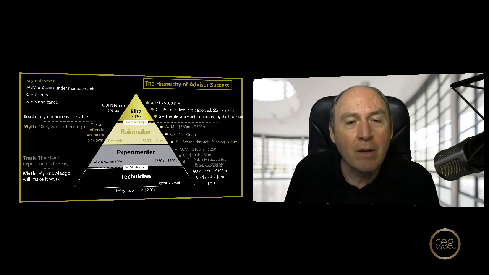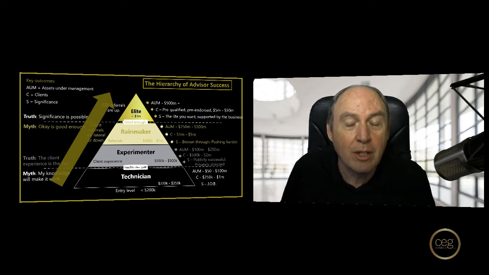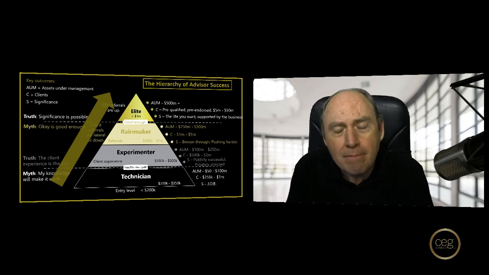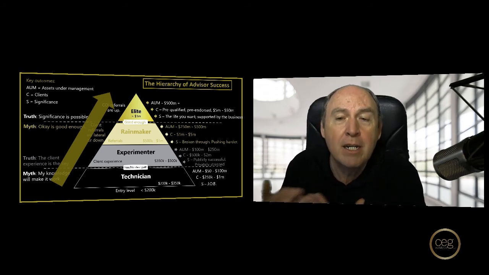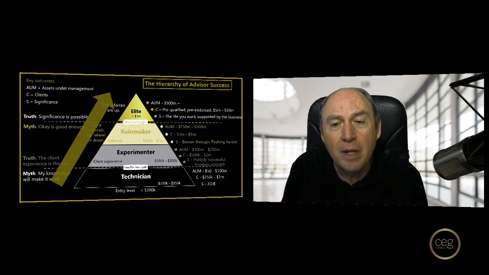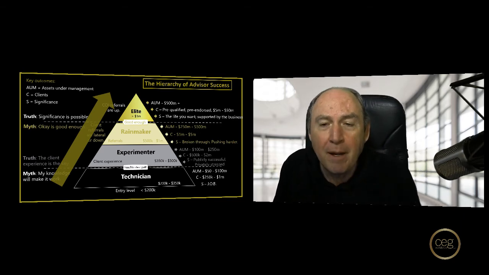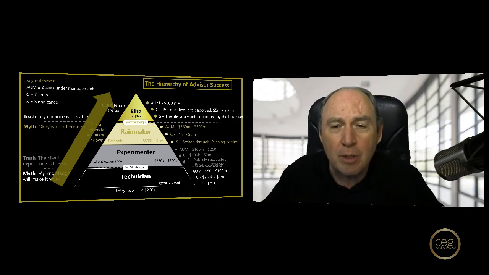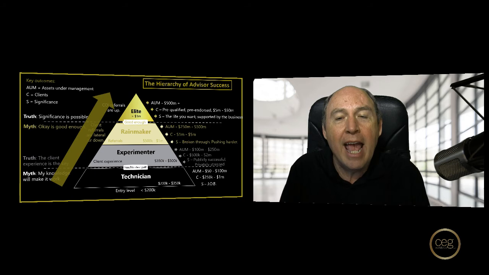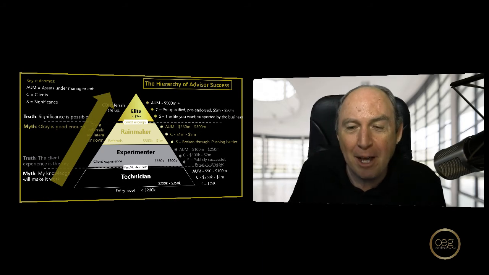So one of our goals is to help you race up this hierarchy of advisor success so you can be an elite advisor and build an amazing life of significance, not only for yourself, but for your clients as well, where you get to take care of the people you love, the causes you care about, make a difference by focusing on fewer but wealthier clients and doing an extremely good job for them. And to go up this hierarchy faster and with less effort than you ever thought possible.